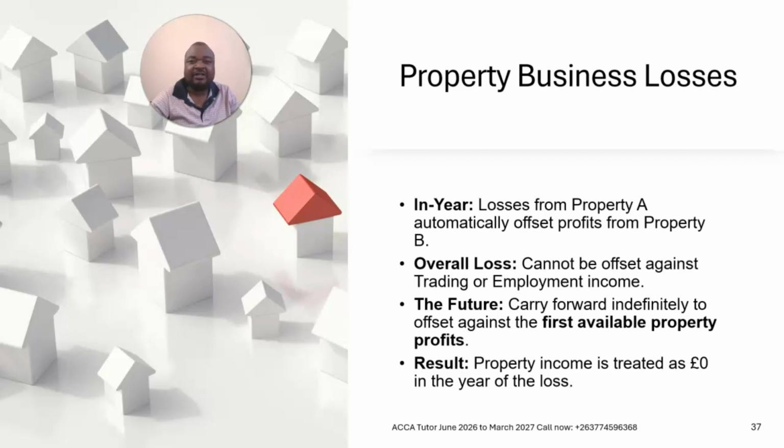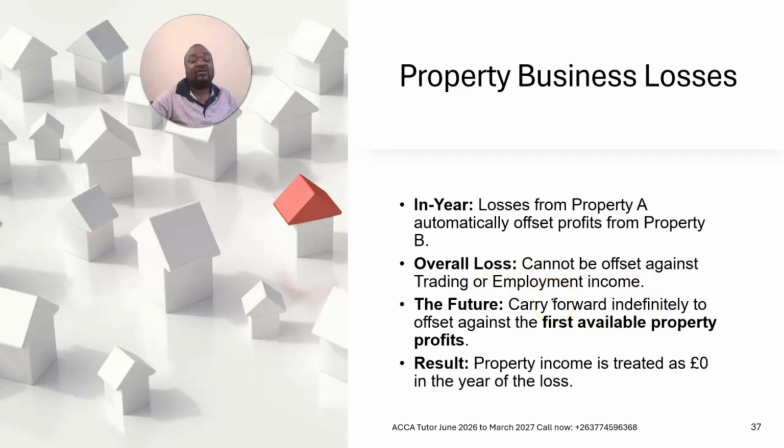In-year losses, that is, losses from property A, automatically offset profits from property B. Remember, in the eyes of the taxman, these various properties belong to one single business. So a loss in property A is going to offset the profits in property B. The overall loss cannot be offset against trading or employment income.